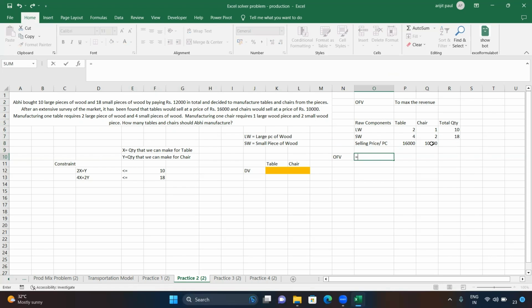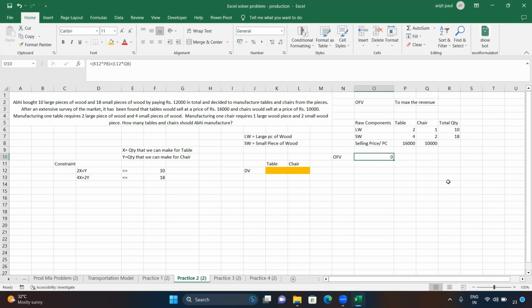So our OFB formula will be quantity of table that we are going to produce multiply with selling price of table plus quantity of chair that we are going to produce multiply with, sorry, selling price of chair that we are going to generate. Okay, so this is our formula.